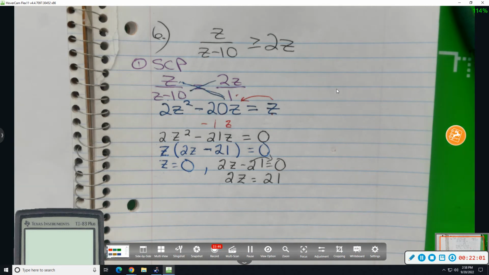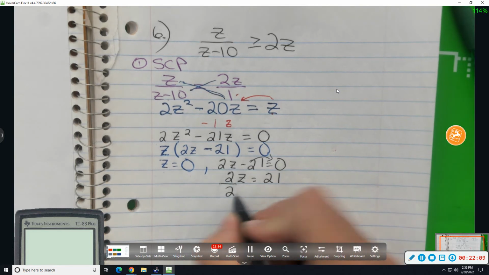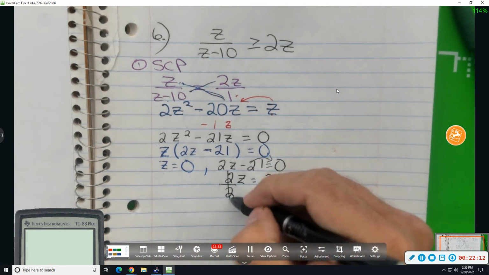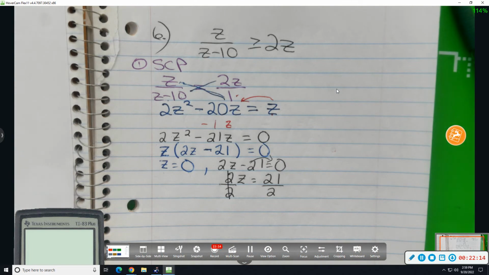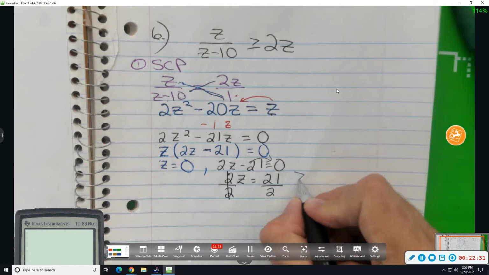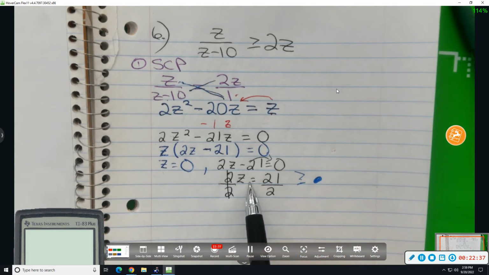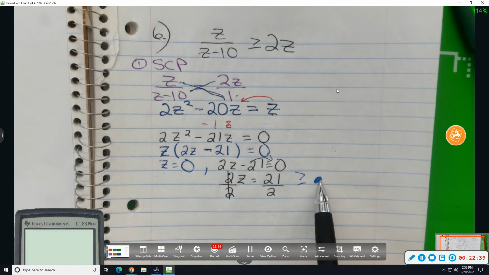One more thing to do to solve for z. What do I need to do? Divide by 2. So 21 over 2. And that's finding the solution cut points. Let's decide between open and closed circles right now. How do we decide? Look up here. What's it going to be? Closed. Okay. So these two cut points, 0 and 21 over 2, will have closed circles.